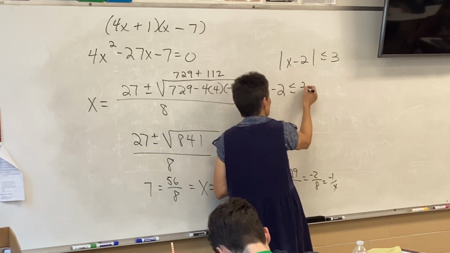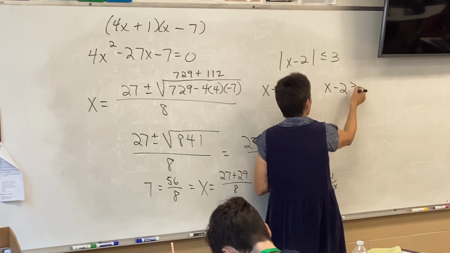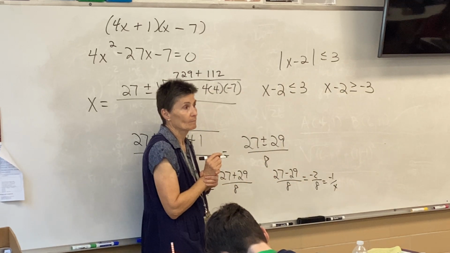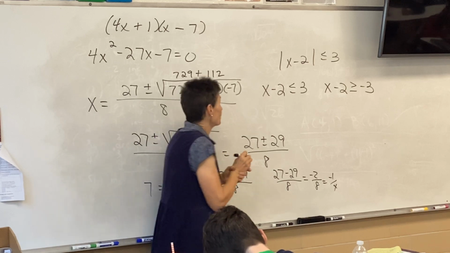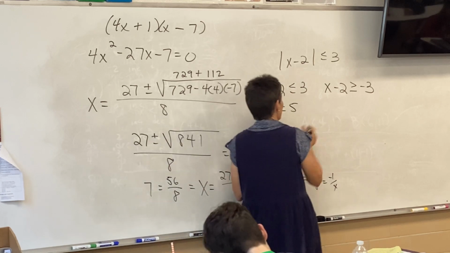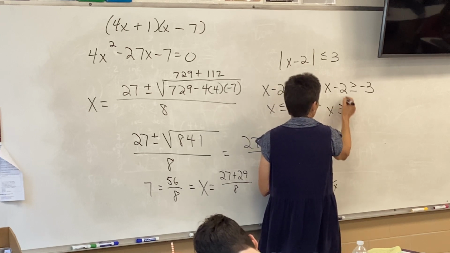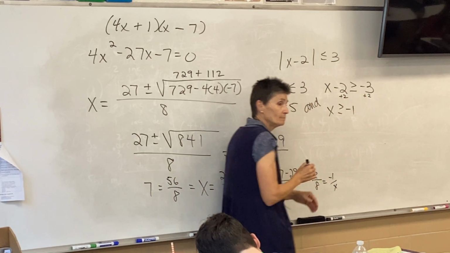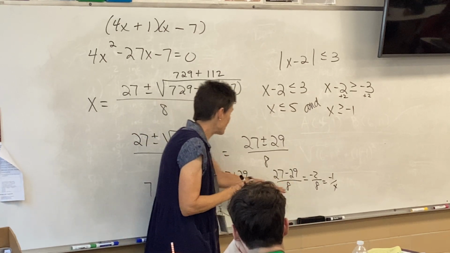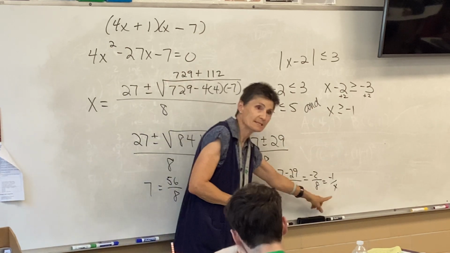So x minus 2 less than or equal to 5, and then x minus 2 greater than or equal to negative 3. Remember that little deal? So now we'll add the 2 to both sides, Jose, so we get x less than or equal to 5, and x greater than or equal to negative 1. Now this problem we just finished was an equals problem. So in the answer blank, we wrote x equals 7, x equals negative 1/4.